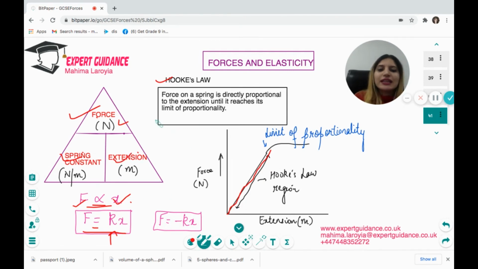Now you can see that there is a little curve and flattening of the graph here, and this is the point which is the limit of proportionality or the elastic limit. At this point, the body has lost its elasticity, and after this, it will not obey Hooke's law and it will not come back to its original shape. So Hooke's law is only obeyed until the elastic limit of the object is reached. And this is what you need to remember, that force is directly proportional to extension up to the limit of proportionality or the elastic limit.